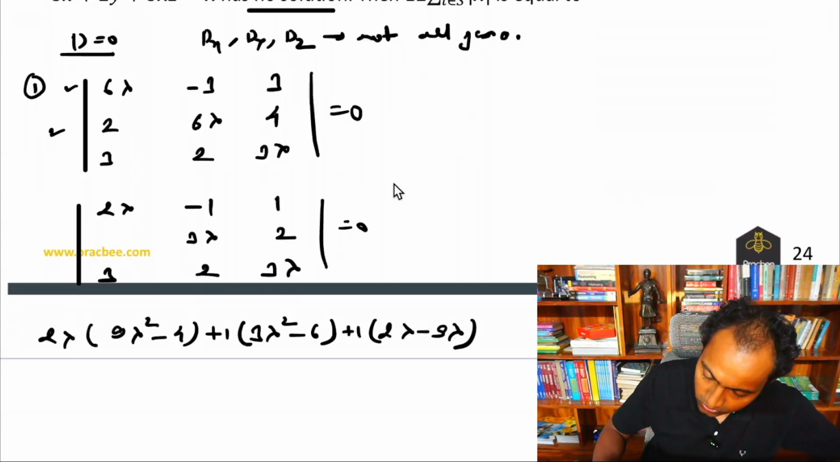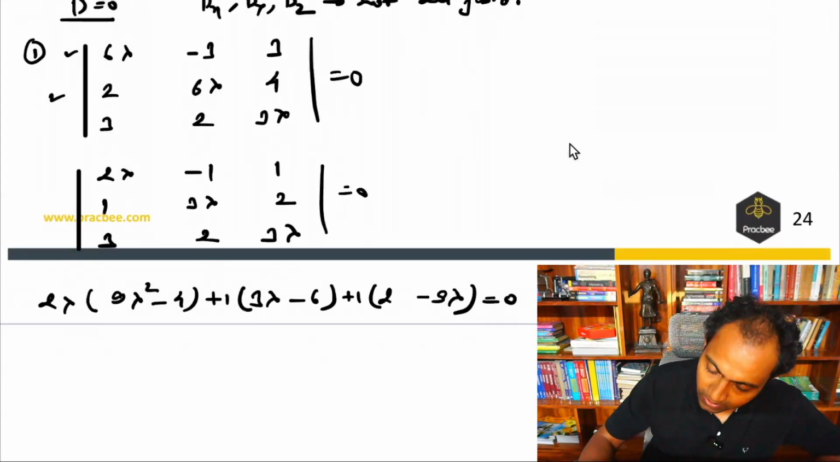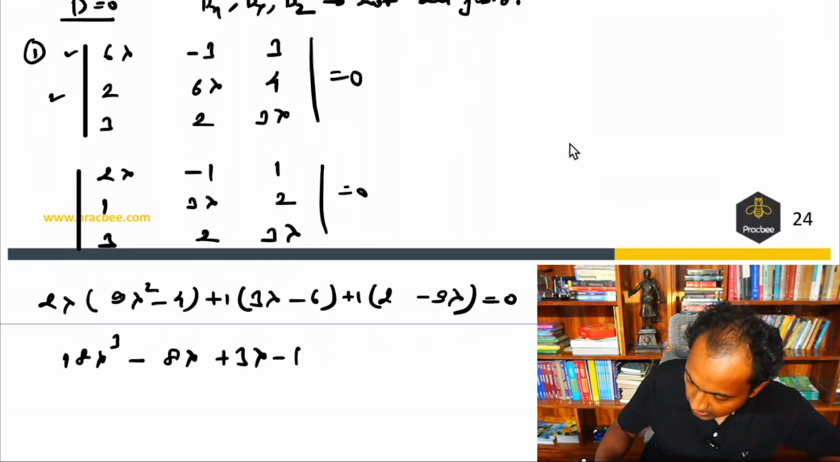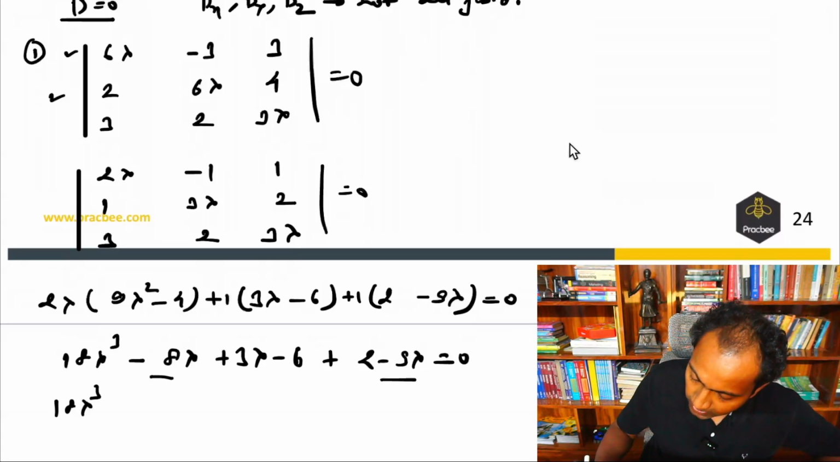This is not lambda, this is 1. Sorry. So this will become 2 minus 9 lambda. Now this is equal to 0. This is what we are getting. Now if I open this up, it comes out to be nothing but 18 lambda cube minus 8 lambda plus 3 lambda minus 6 plus 2 minus 9 lambda equal to 0. This comes out to be 18 lambda cube, there is minus 8 minus 9, this will become minus 17 lambda, this will become minus 14 lambda minus 4 is equal to 0.